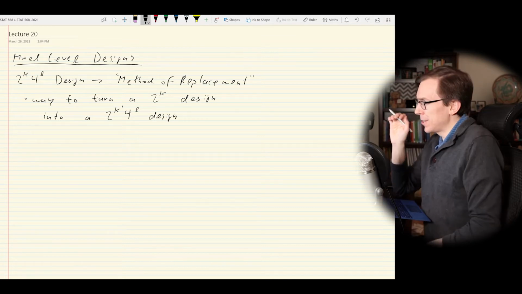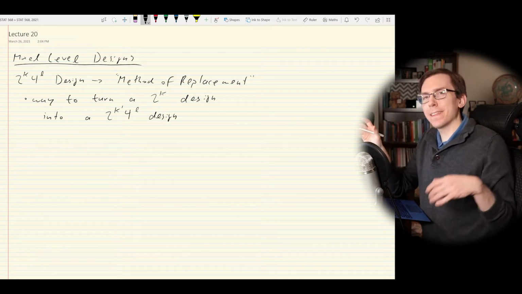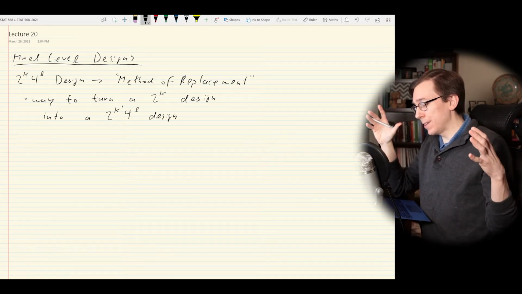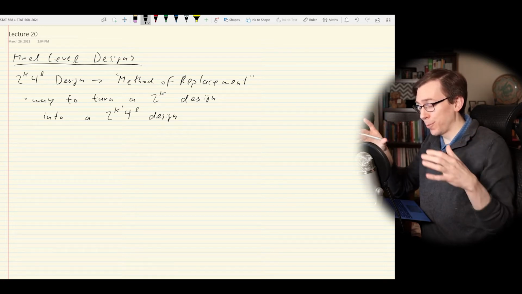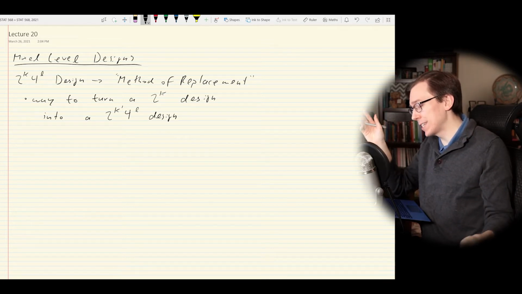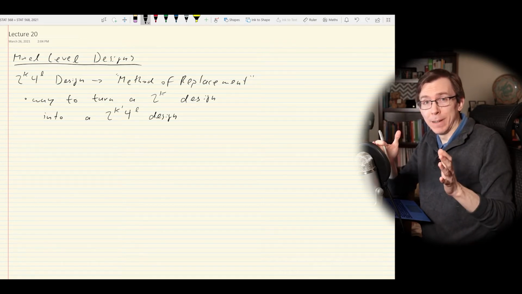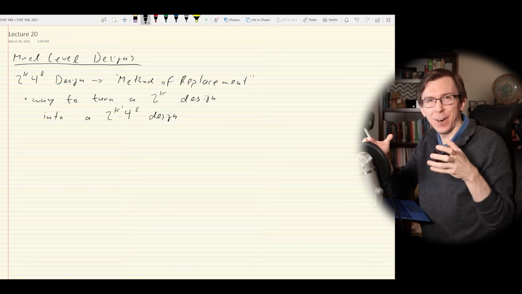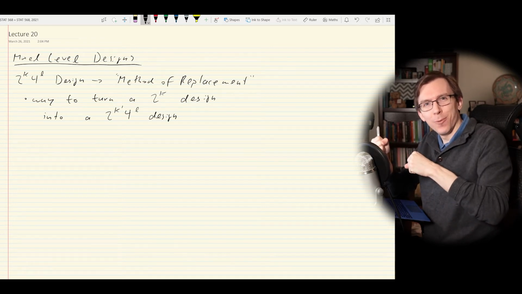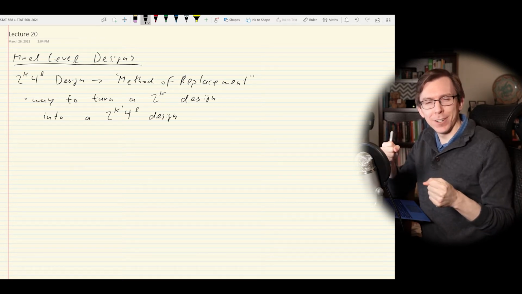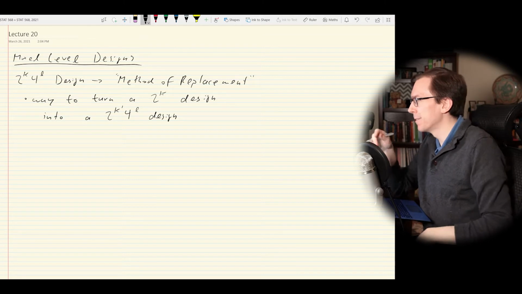So again, the idea is that rather than just trying to combine all different levels of your factors into one super design, which will have a massive sample size, we're going to start with a 2 to the k design on its own, and then we're going to start to confound columns with the 4-level factors, depending on how many we have.